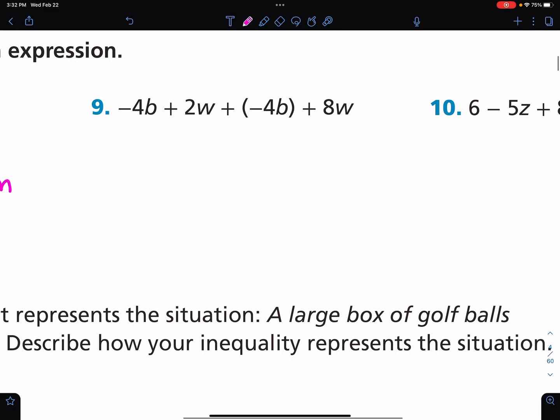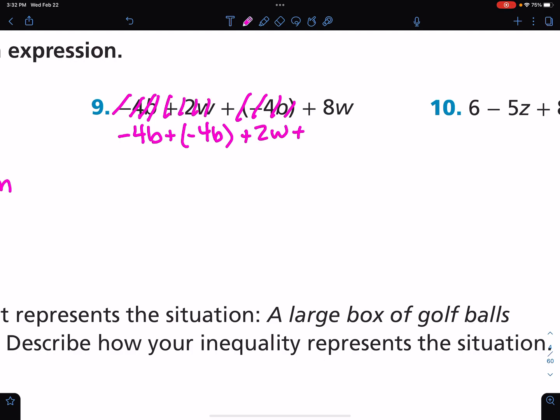All right, this one looks a little bit more like what I like. I'm going to combine like terms, negative 4b plus negative 4b. I moved them together. Plus 2w, plus 8w. I again did that so that my terms that are alike are together. Now when I look at these two, they are both negative, so they are the same. So I just add them and I keep the original sign. Same thing with 2w and 8w. They're both positive, so I just add them and keep the sign.